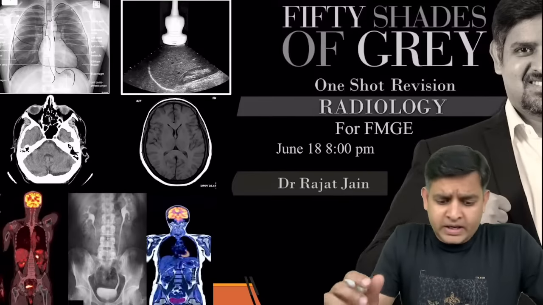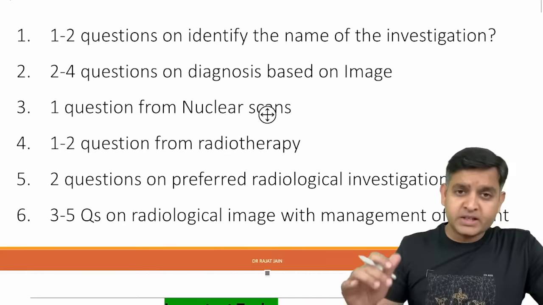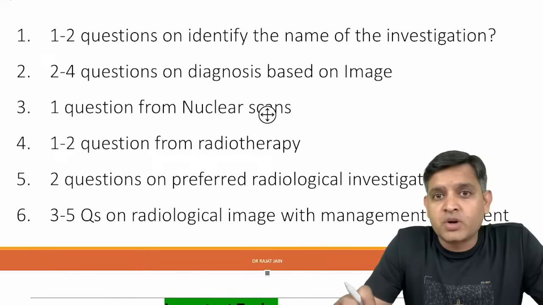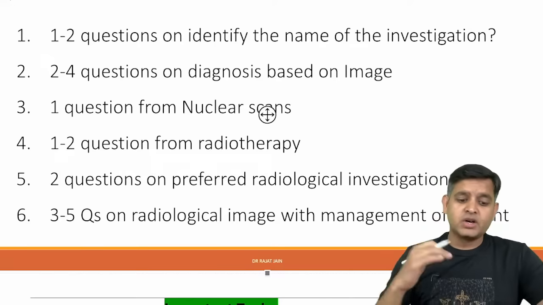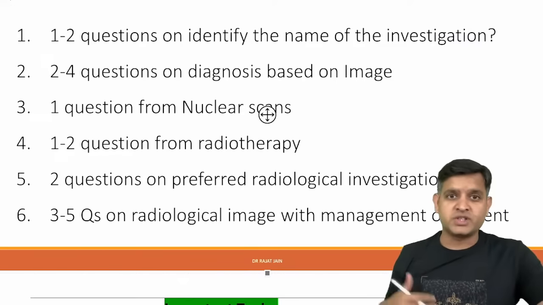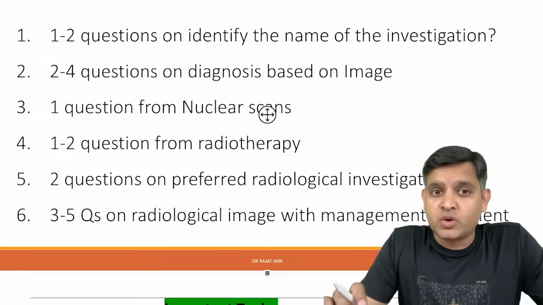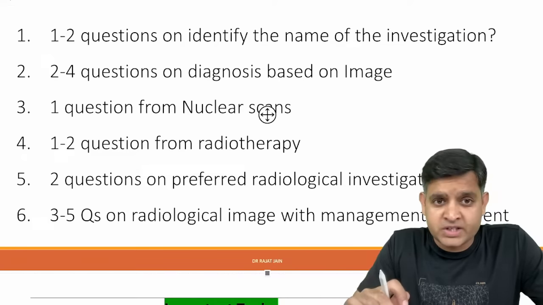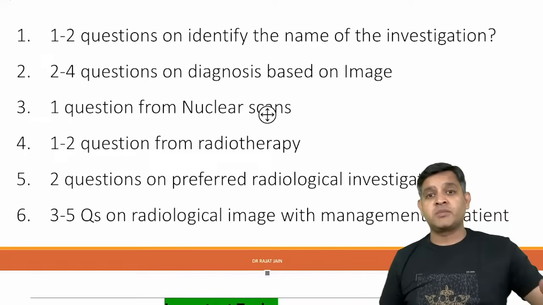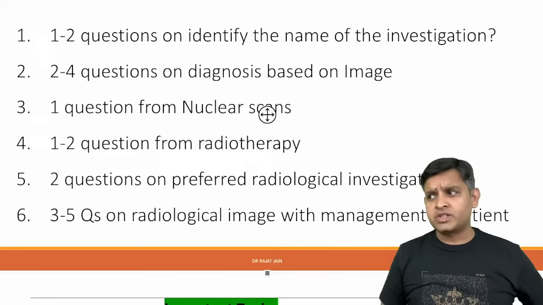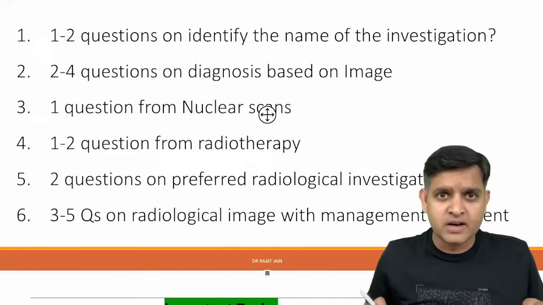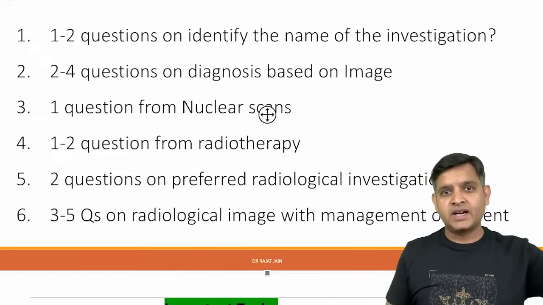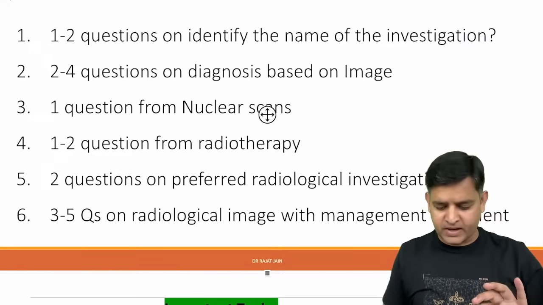As we all know, in the FMG screening exam, this is how the radiology questions have been divided. 1 to 2 questions on identification of the name of the investigation. 2 to 4 questions on diagnosis based on the image. 1 question from nuclear scan, 1 to 2 questions from radiotherapy, 2 questions on preferred radiological investigation, and 3 to 5 questions on radiological image with management of the patient. On an average, 10 to 14 questions are going to be there from radiology. Over the next 2 hours, I'm going to try to cover all these salient points well.